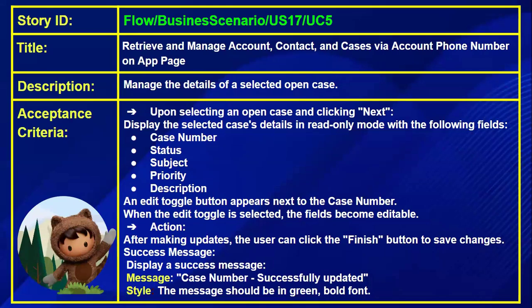So the user can select any one of the cases, right? Any one of the cases they can select, and click on the next button. Initially we have to display the fields below in read only mode. Then the user can click on the editable toggle button, and we display the same fields in editable mode. After they edit the data, they click on the finish button.